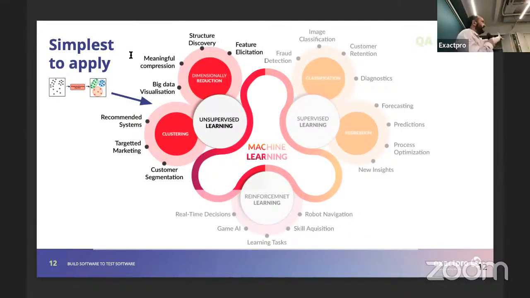So you just take an algorithm from the shelf. Okay, this is already a model, but you can see the difference, and you can already use it for customer segmentation, target marketing, or recommender systems.